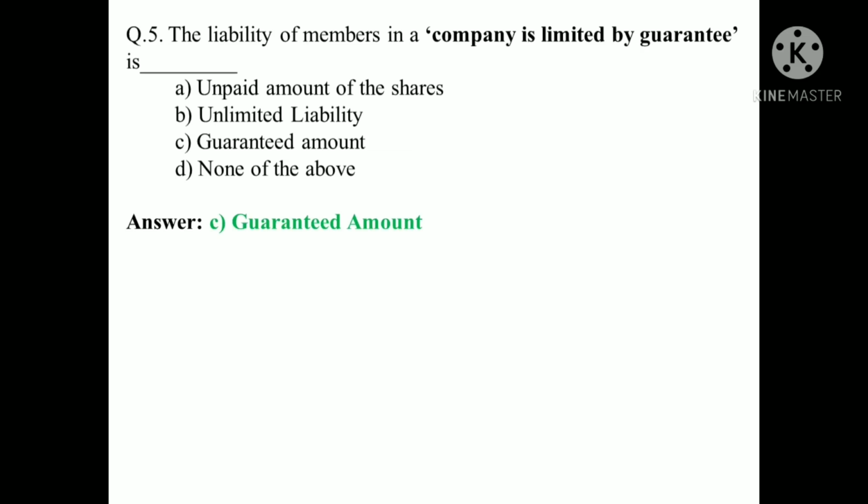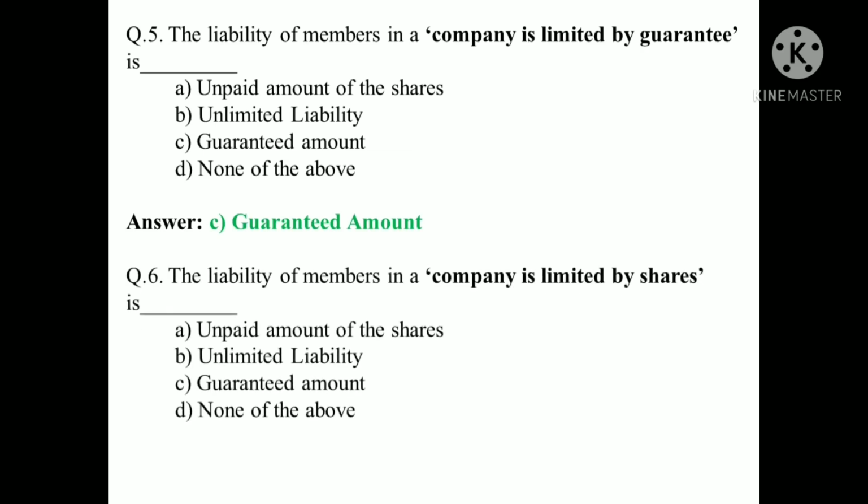अब सबको मे भी पता रहेगा कि मेमोरेंडम ऑफ एसोसिएशन का जो गारंटी क्लॉज होता है, उस गारंटी क्लॉज में जो अमाउंट लिखी होती है उतनी अमाउंट के लिए कंपनी लिमिटेड बाय गारंटी के मेंबर्स लायबल होते. Okay, therefore here the correct answer is answer C, guaranteed amount.